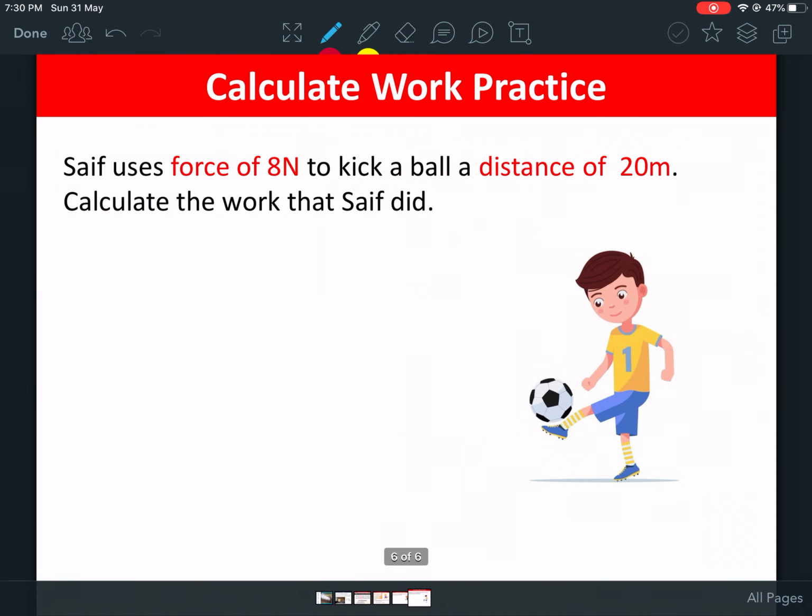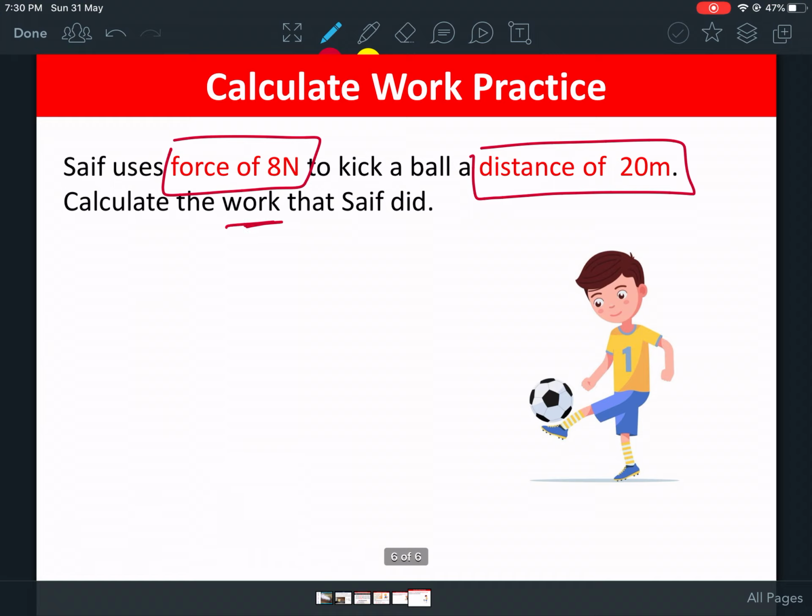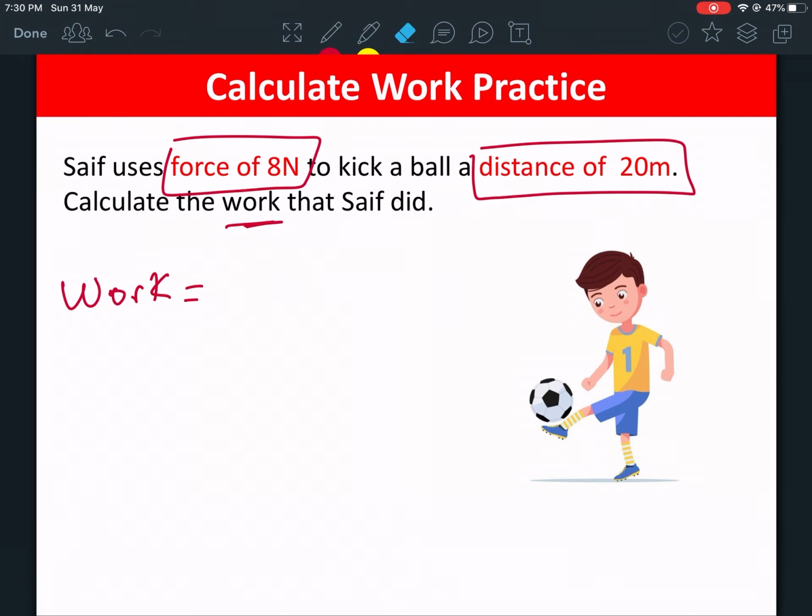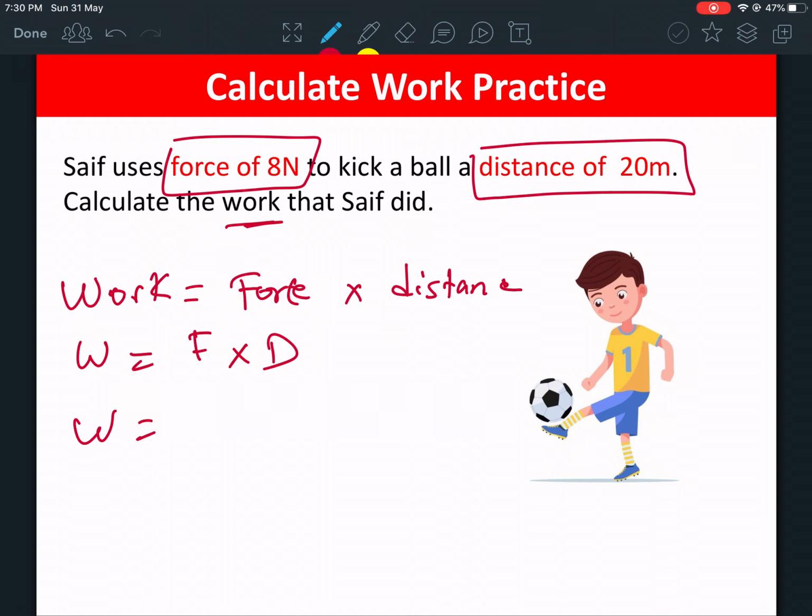Let's do another example. Saif uses a force of 8 Newton to kick a ball a distance of 20 meters. Calculate work. Okay, so we write work equals force times distance. So W equals F times D. So W equals, how much is the force? It's 8 Newton times D. How much is the distance?